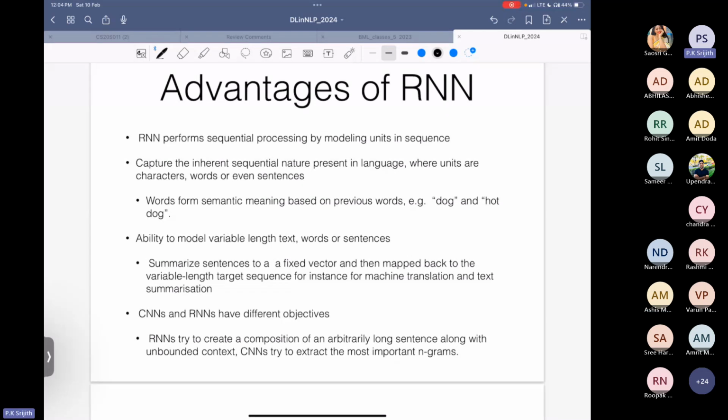So these are some of the advantages which you already mentioned. It can capture some inherent sequential nature present in the language. It can model variable length text.